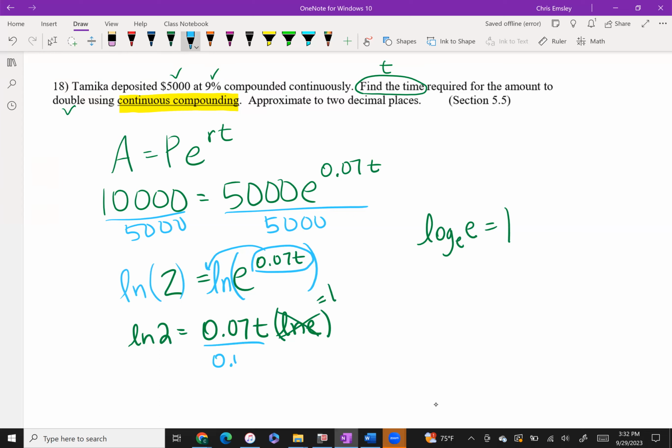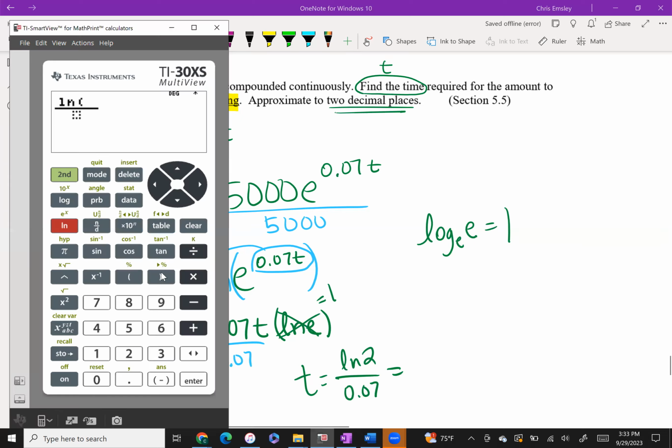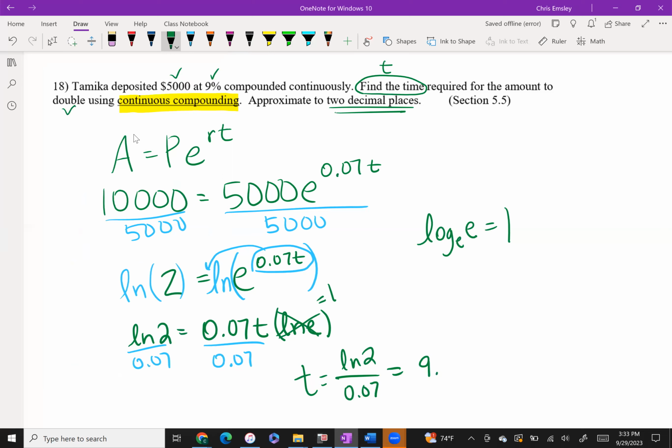Divide both sides by 0.07. And there is our answer. T is the natural log of 2 divided by 0.07. It does ask us to approximate to 2 decimal places, so we want to plug that into our calculator. Natural log of 2 divided by 0.07 is 9.902. If we round to 2 decimal places, that's 9.90. That's how long it's going to take her to double her money.